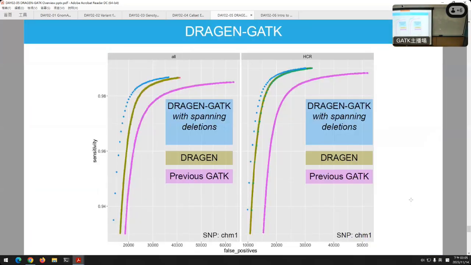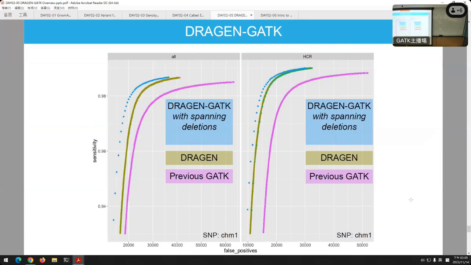The two independent groups each made their own improvements. One of them that we made was that Dragon doesn't model spanning deletions all that well. A spanning deletion is just a really, really long deletion, and it's hard to model them. We actually did a little better on our side. Eric can go into more detail on that. We did better on the GATK side in how we model spanning deletions.